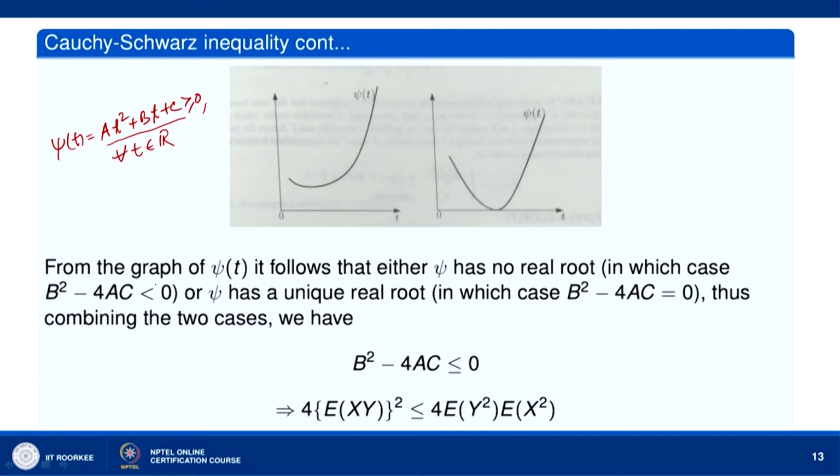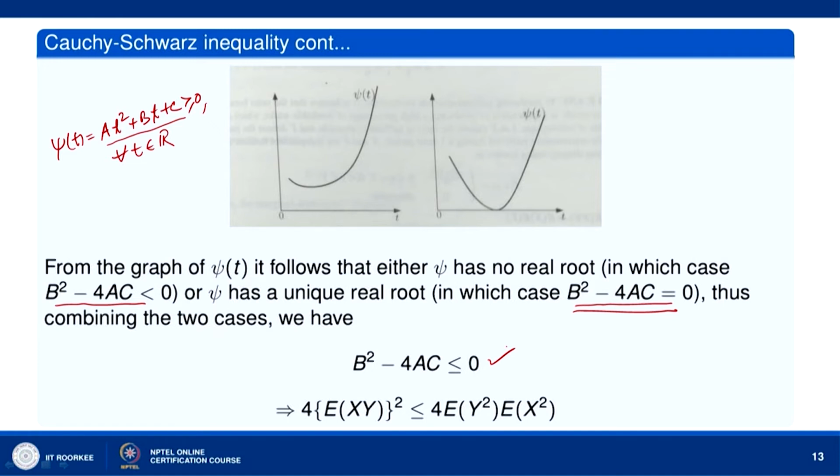From the graph of psi(t), it follows that since psi(t) is always greater than or equal to 0, either psi has no real root, in which case b squared minus 4ac will be less than 0 because it is a quadratic equation in t, or psi has a unique real root, in which case b squared minus 4ac is equal to 0. In this graph you can see it has a unique real root. So, in that case b squared minus 4ac will be equal to 0, and therefore, combining this case and this case, we have b squared minus 4ac less than or equal to 0.